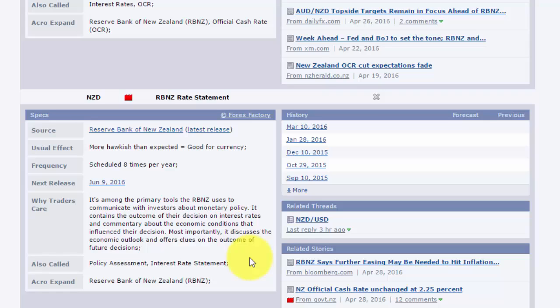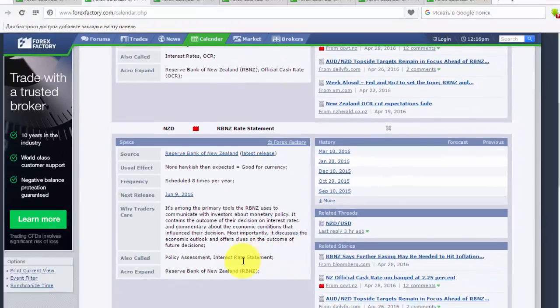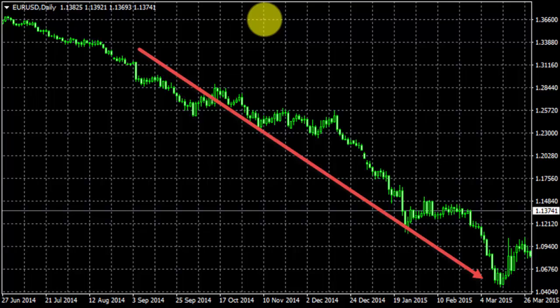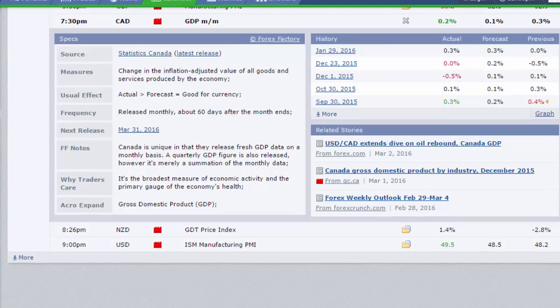Some of the best trades you can make come from rate decisions. For example, since the ECB cut the Eurozone rate to 0.05% in September 2014, EUR/USD has since fallen by over 2000 pips.